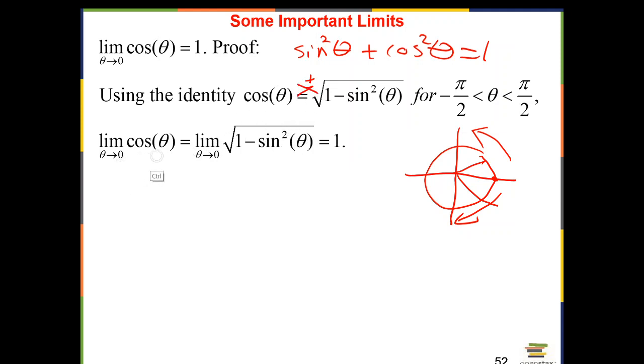So the limit of cosine is the limit of the square root of 1 minus sine squared, and we already know the limit of sine is 0, so that's 0. So the answer is 1. So we just proved that the limit of cosine when theta approaches 0 is 1.